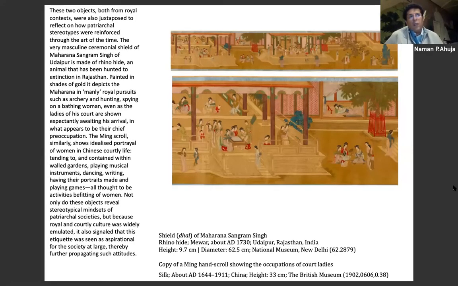What we did was that we juxtaposed two objects, both from royal contexts, to reflect on how patriarchal stereotypes were reinforced through the art of the time. The very masculine ceremonial shield of Maharana Sangram Singh of Udaipur was contrasted with a Ming scroll, which showed an idealized portrayal of women in Chinese courtly life, tending to and contained within their walled gardens, playing musical instruments, dancing, writing, having their portraits made, playing games, all activities thought to be befitting of women. Sangram Singh's shield, which was shown next to it, can you show the next slide?